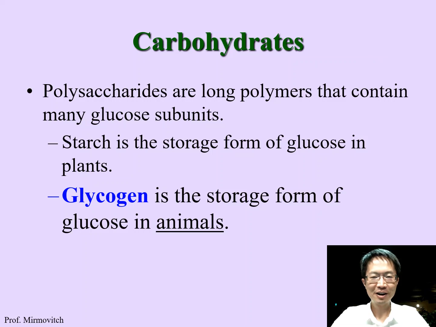So we finished talking about starch. Now we talk about glycogen. Remember the definition of starch? Starch is the storage form of glucose in plants, and glycogen is the storage form of glucose in animals. So what are some of the real life applications for that?